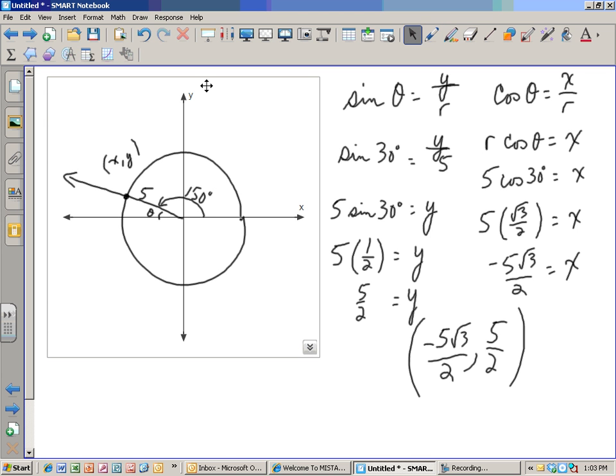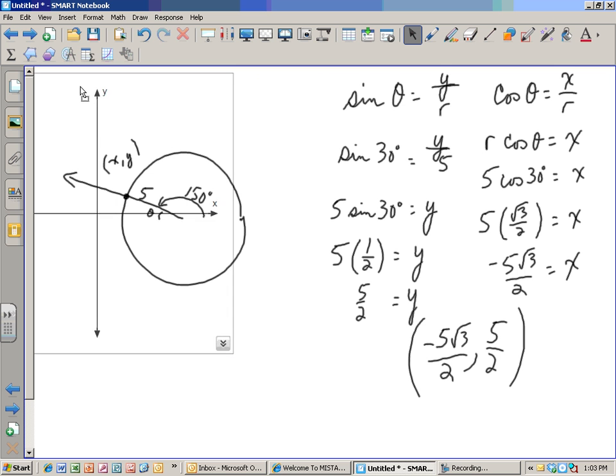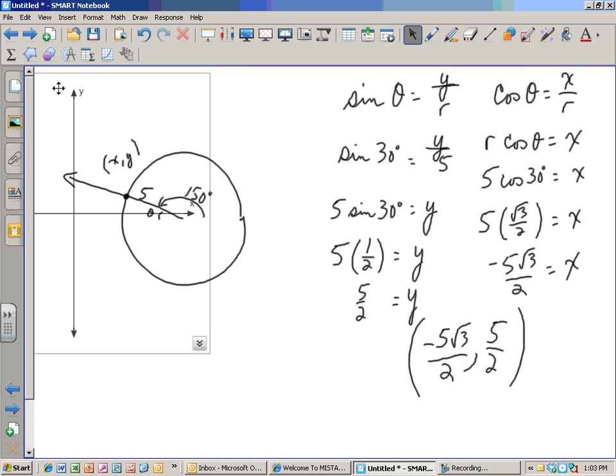So to summarize, to find the x and the y, it is r cosine theta, the radius times the cosine of the angle, and r sine theta will give you the y coordinate. If they're given a special angle, I want exact answers. I don't want decimals.